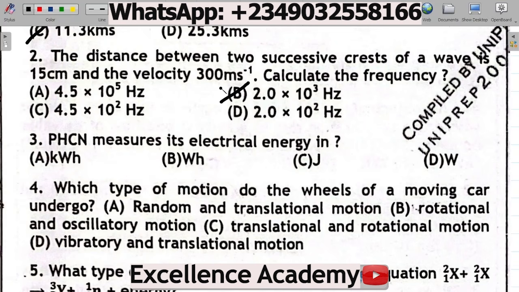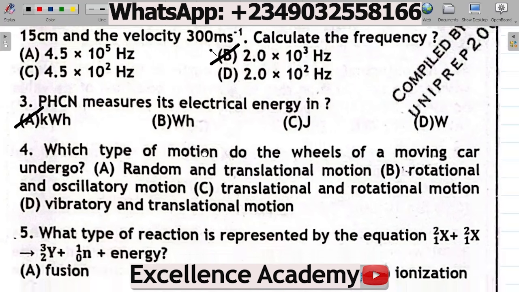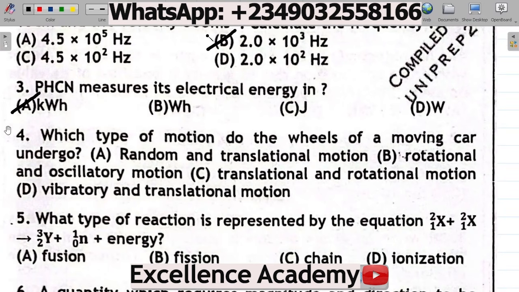The correct answer is A, kilowatt hour. Take note that PHCN, Power Holding Company of Nigeria, measures its electrical energy in kilowatt hour. That's the correct answer. Next up, question 4.